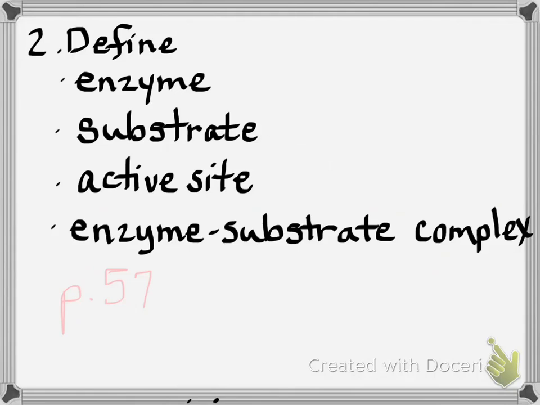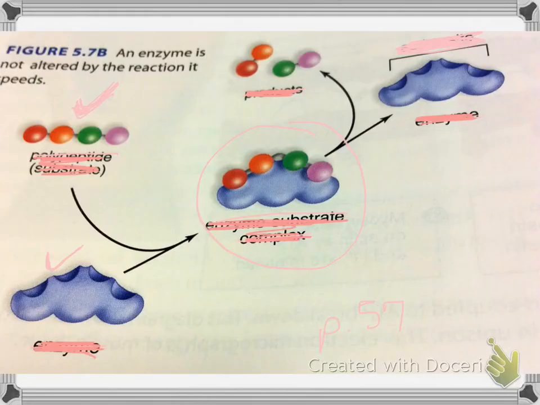Okay, number 2. Nobody's going to actually have to define any of these words, but on page 57 in your lab manual, what you are going to have to do is properly label a diagram. At the bottom of page 57, you can see a diagram. And I have a diagram that is similar but different. I got this one out of, I think, our textbook. I don't know where I found it. But page 57 is similar to this.